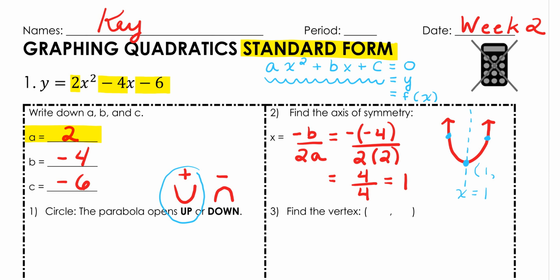Now, how do we find the vertex? Well, we know that the x value is 1, and to find the y value, we're just going to plug in 1 for our x value back into the quadratic equation and see what the output is.